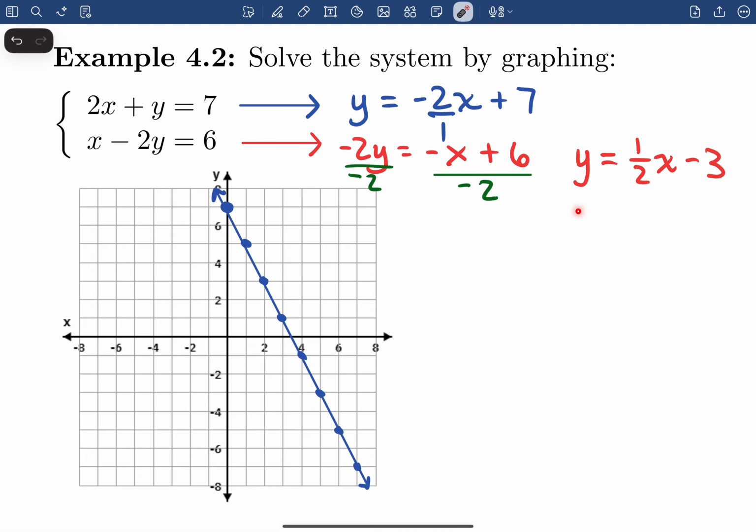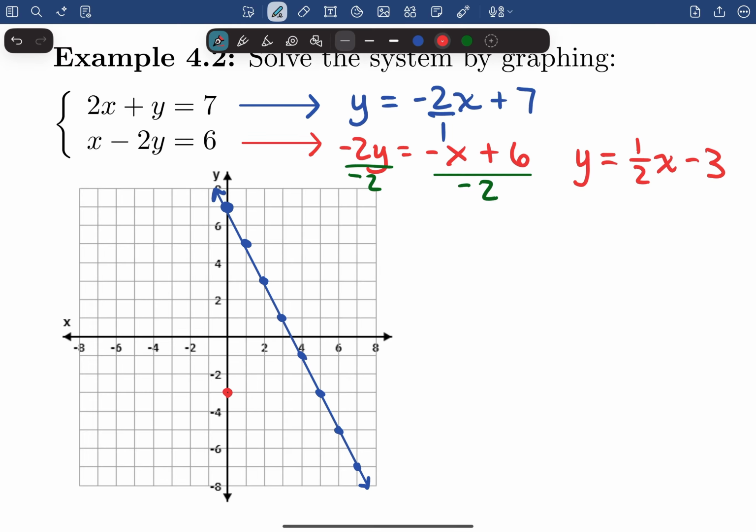And so now, this is in slope-intercept form. I can see the y-intercept and I can see the slope. So let's plot the y-intercept at negative 3, and let's apply the slope of up 1 over 2, rise over run. And finishing off this graphing pretty quickly here, we can see, okay, this line goes whoop, like that.